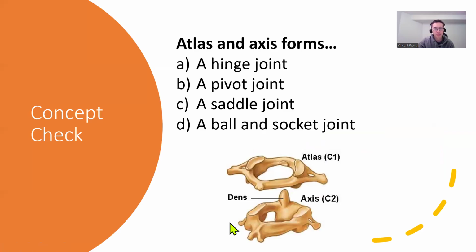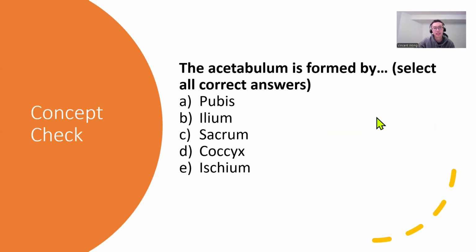Okay, I'm sure if you were listening, you would know that the atlas and axis forms a hinge joint. Okay, hinge joint. All right, let's see if you remember this one. Go right ahead.